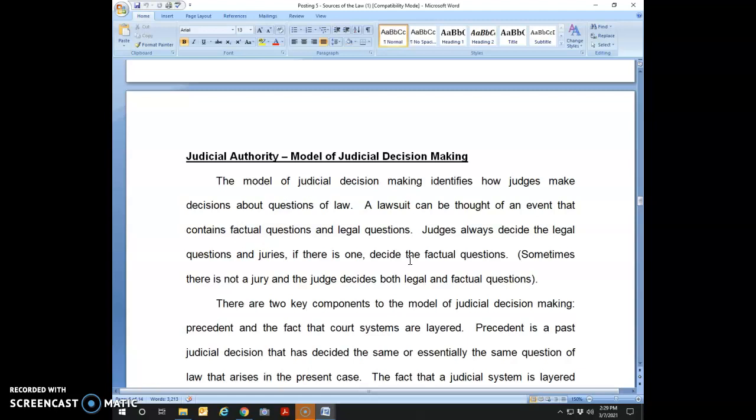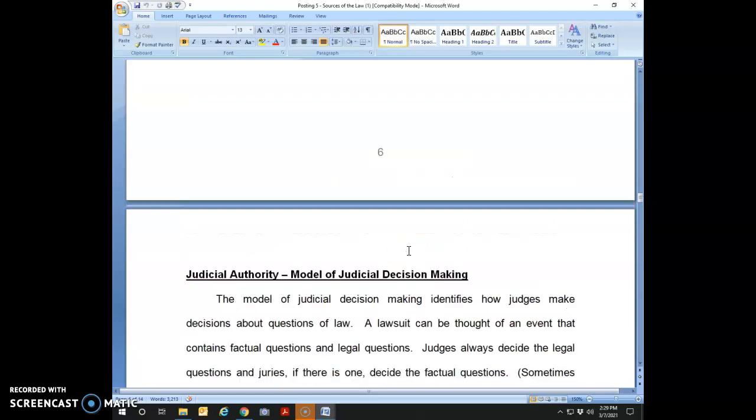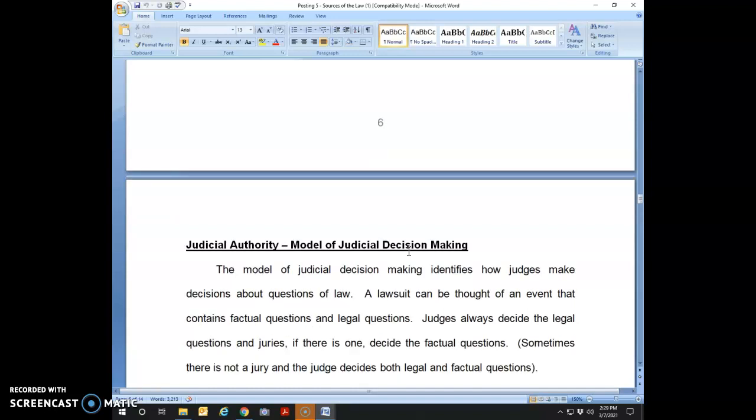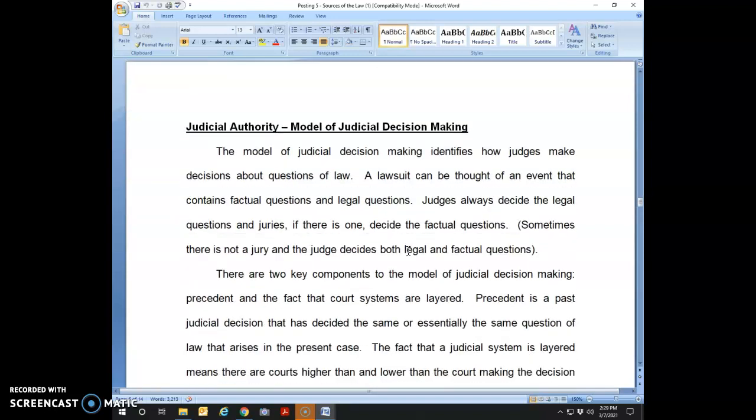Going to the last screenshot video I did, which was on the sources of legal authority, I'm going to page 7, and I want to review the material there regarding the model of judicial decision making. I don't know if we're going to end up with 1 or 2 videos here, but I don't want to hurry this. So when I talk about the model of judicial decision making, what I'm talking about is how do judges make decisions about questions of law.